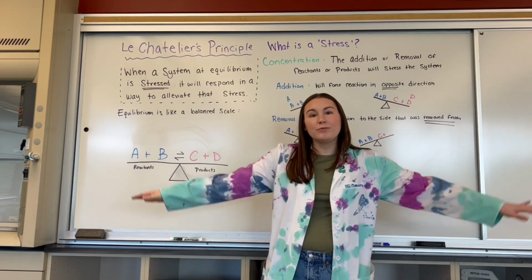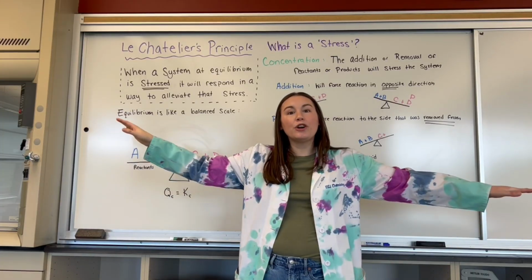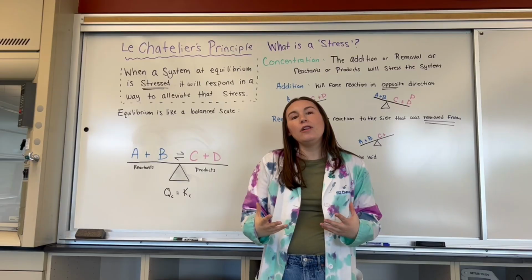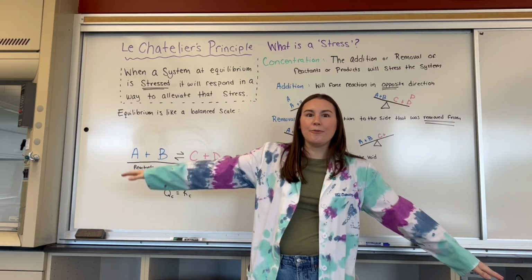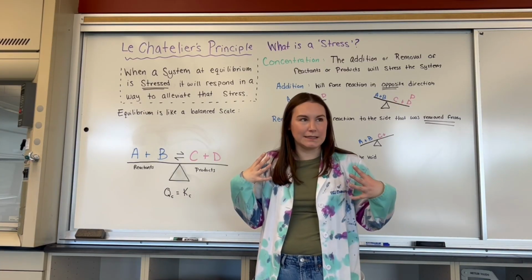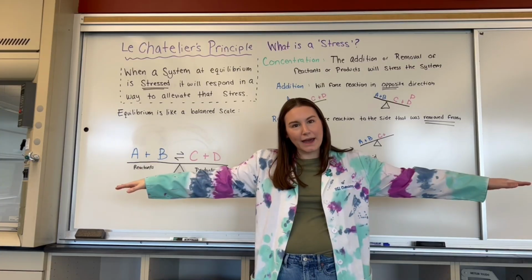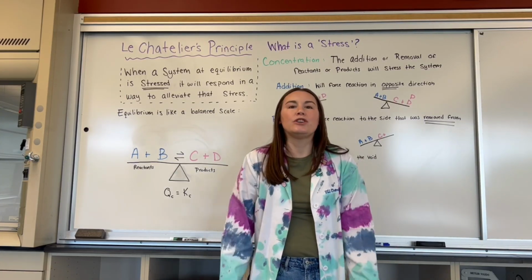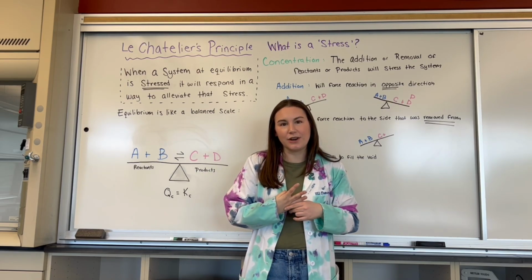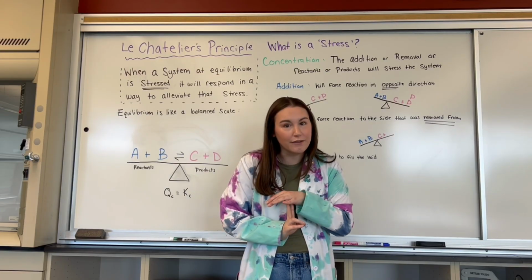So when we're at equilibrium, we're at this balanced scale. When the system is stressed, we're going to have that scale tipped in one direction or the other. And the goal of Le Chatelier's principle is that when I tip that scale, what am I, as the system of that reaction, going to do to get back to that equilibrium, back to that balanced scale? Okay, so we have to define what a stress is. We're going to look at 3 different types of stresses in this lecture, and then in the lab itself, we're going to explore 2 of those 3.